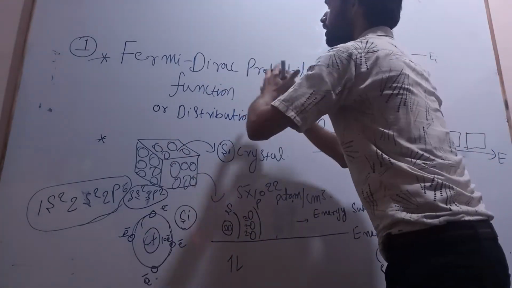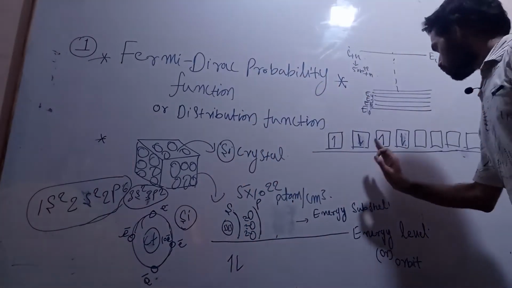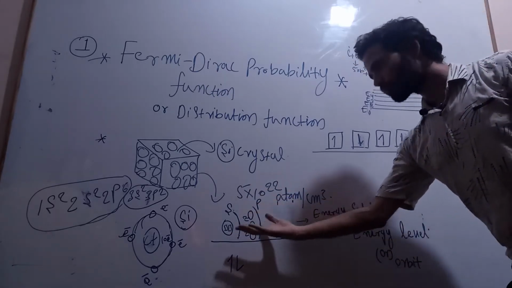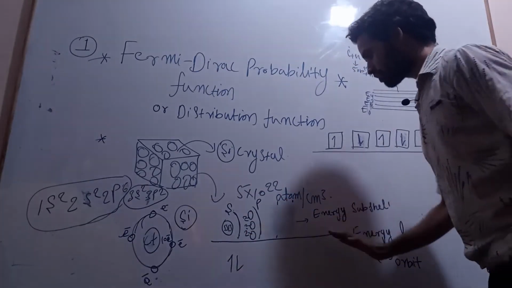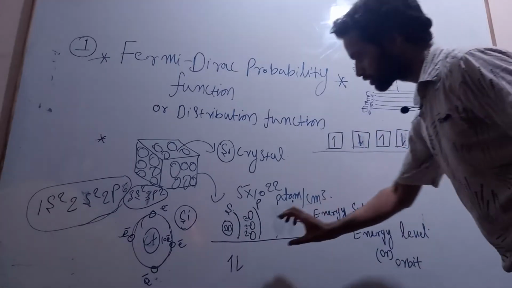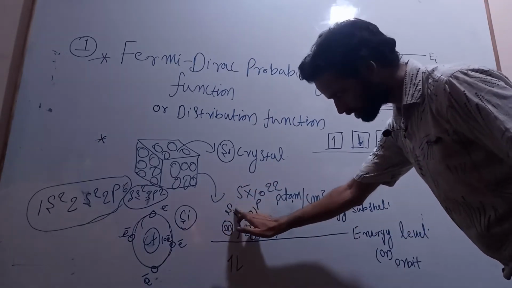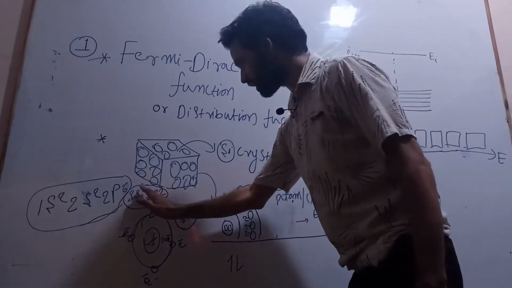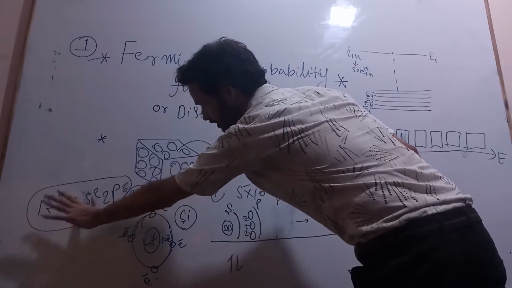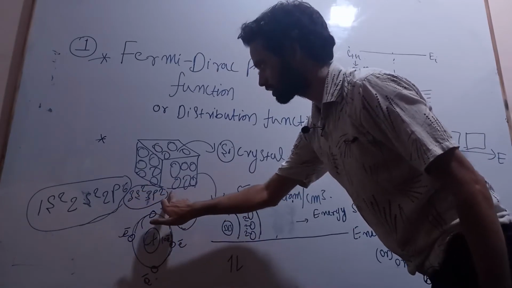Before going to discuss the Fermi-Dirac probability function, it is a must to first understand this energy level. How the energy level is formed, we know very well. Within this energy level, what are the quantum states? Within this energy level, what are the subshells? S subshell, P subshell, D, F, but here there is only S and P at the outermost shell. The inside is completely filled, so don't care about that. Just consider the outermost subshells, S and P.